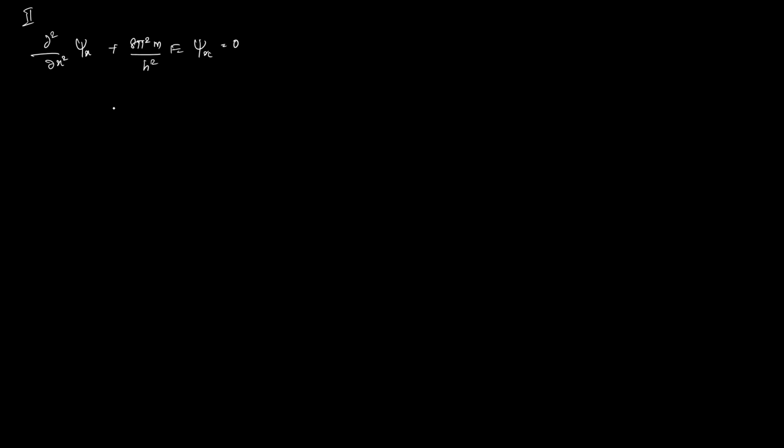So now what we'll consider, we'll consider this entire term, this entire 8 pi square m E by h square, is going to be equal to your kinetic energy. So we'll represent it as k square, just for your simplification. So for simplification, now this can be rewritten as d square by dx square of psi of x plus k square psi of x is going to be equal to 0.